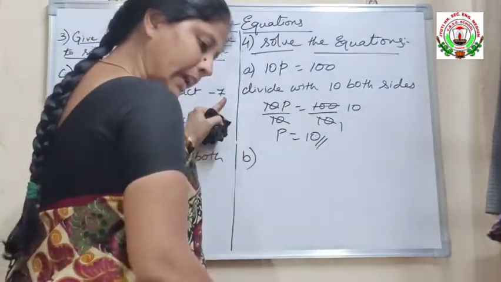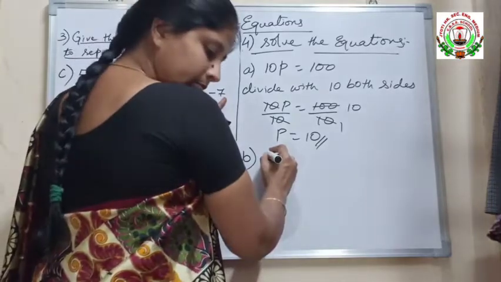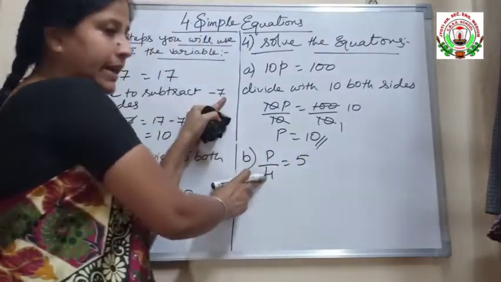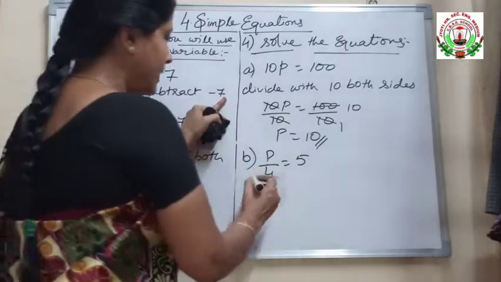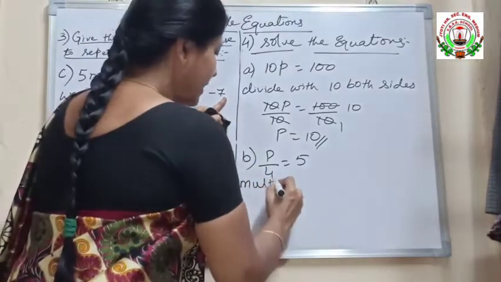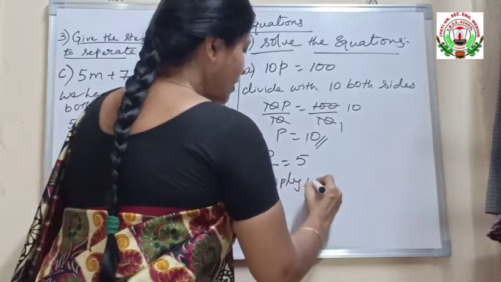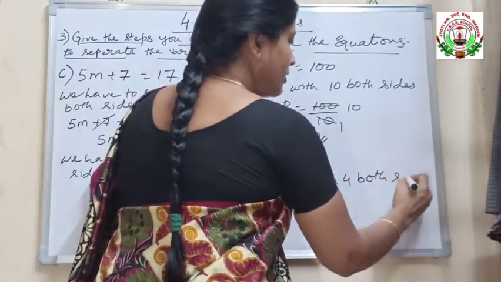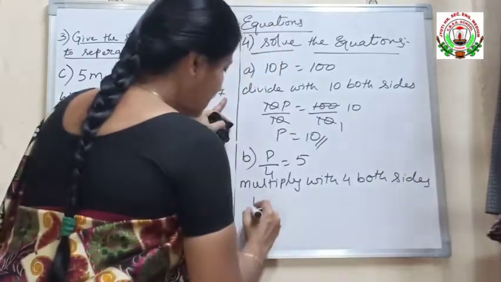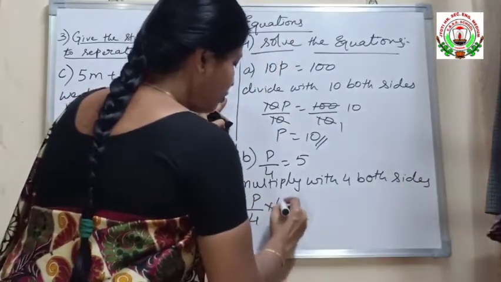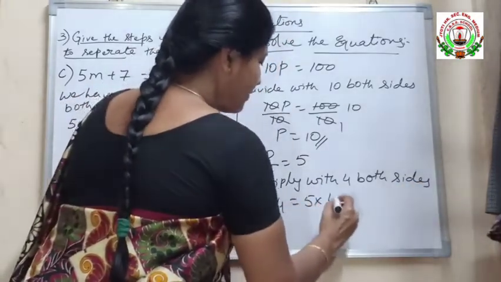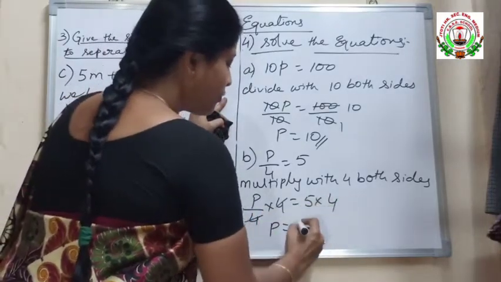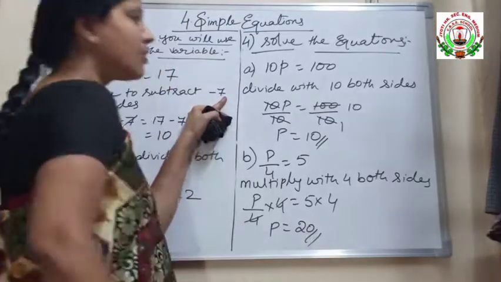Next B part they have given as p by 4 is equals to 5. Here division is there, so we have to multiply. So multiply with 4 both sides. So this will become p by 4 into 4 is equals to 5 into 4. 4 and 4 get cancelled. So p is equals to 5 4s are 20. This is your answer.